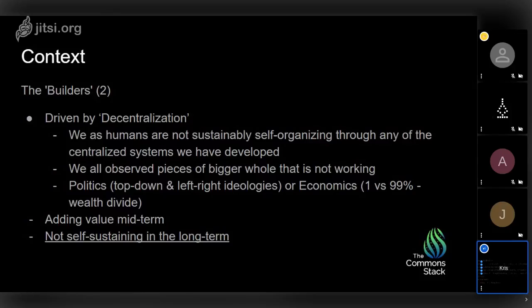Yeah, no, but I agree. The message is we're not just self-sustaining. The builders are not self-sustaining in the long term. This group of builders is adding value right now. They're not thinking long-term either, I would say they're thinking mid-term.